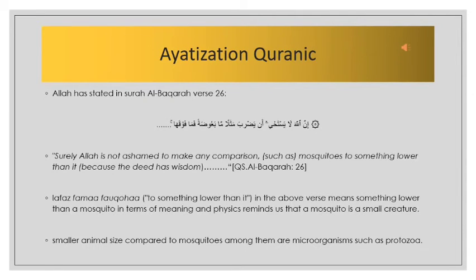Meaning, surely Allah is not ashamed to make any comparison, such as to something lower than a mosquito, because the deed has wisdom. Quran, Al-Baqarah, verse 26. The words "fama fawqaha" in the above verse mean something lower than a mosquito in terms of meaning and physics, reminding us that a mosquito is a small creature. Among animals smaller in size than mosquitoes are microorganisms such as protozoa.